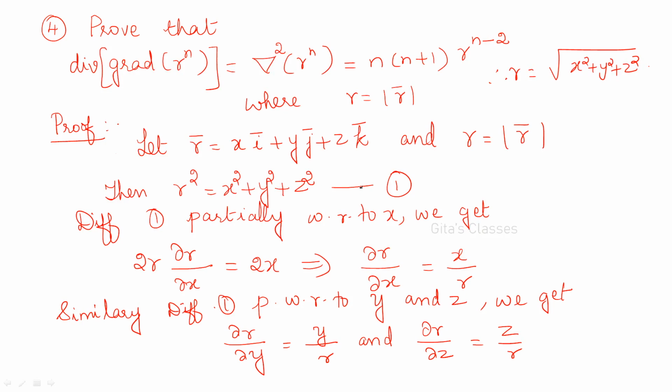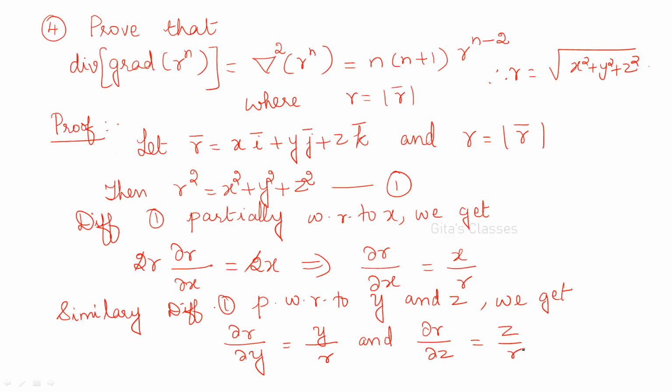When you differentiate 1 partially with respect to x, we get 2r into dou r by dou x on the left hand side, since r is a function of x, y, z. On the right hand side it is only 2x. So 2 and 2 will get cancelled. So dou r by dou x is equal to x by r. Similarly, differentiating 1 partially with respect to y, we get dou r by dou y is equal to y by r, and with respect to z, dou r by dou z is equal to z by r.